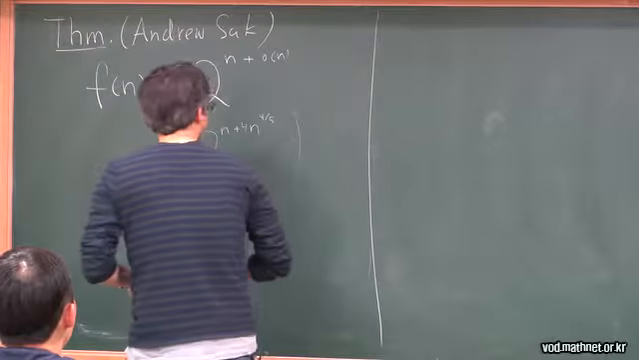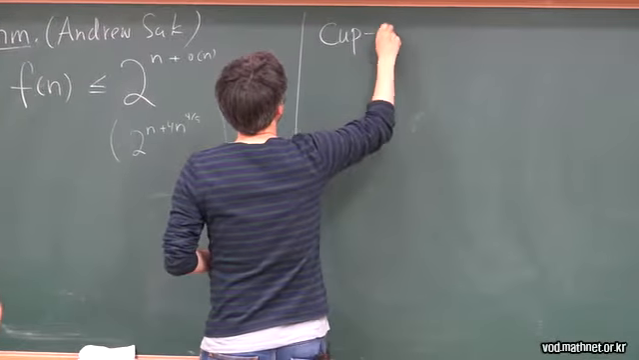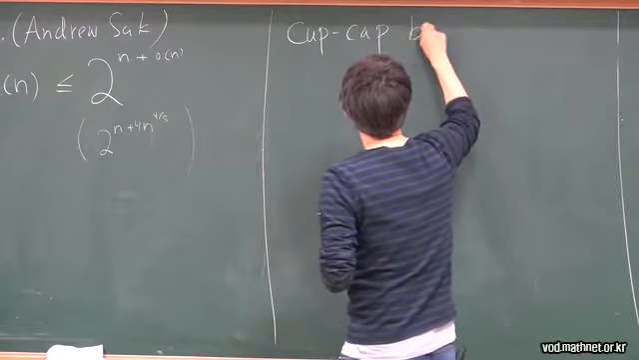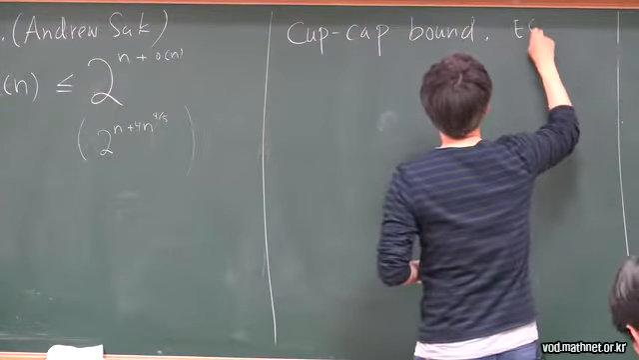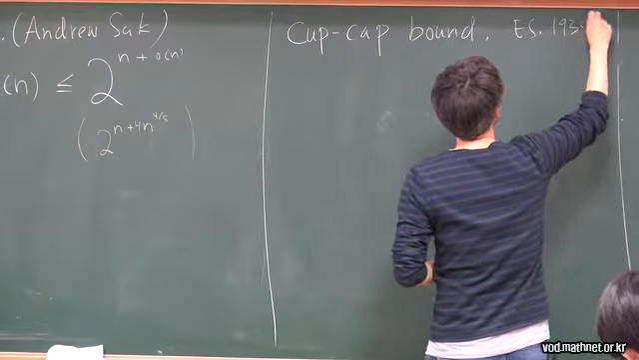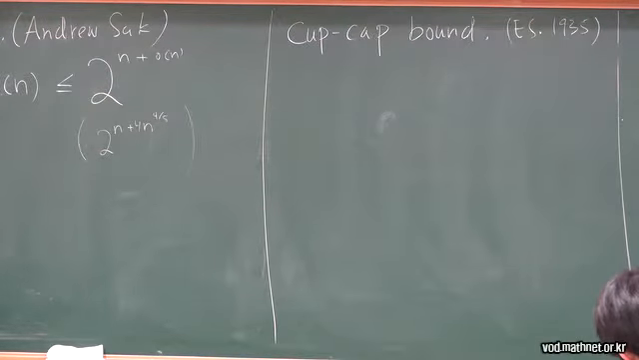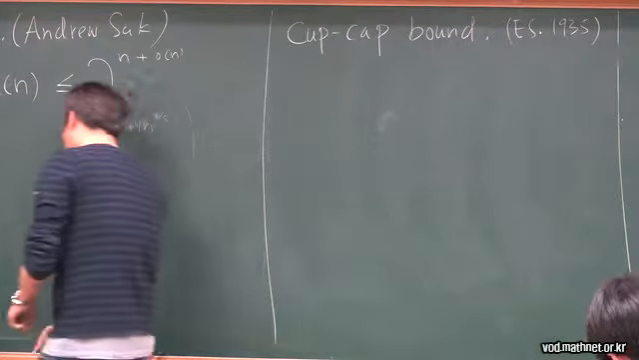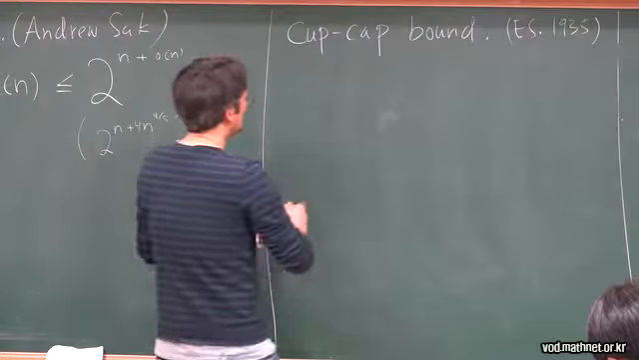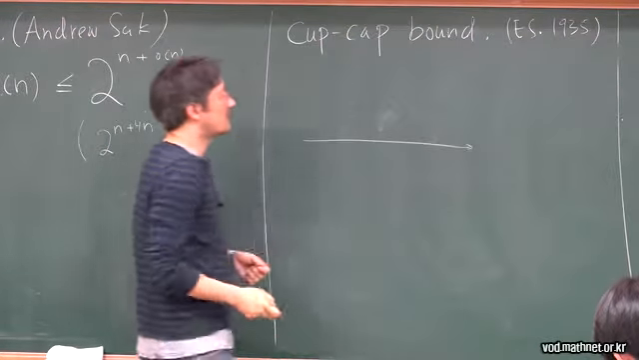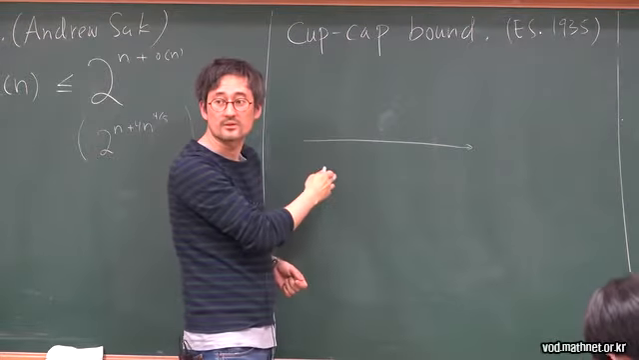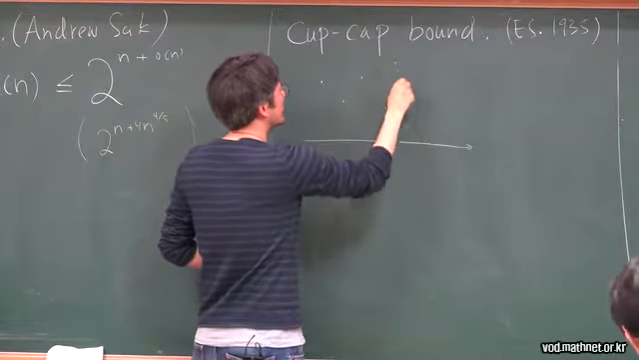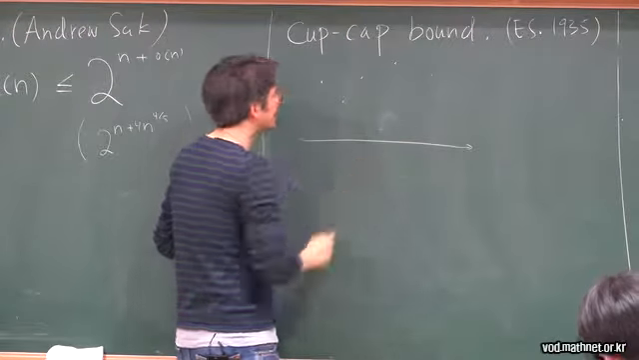Okay, so the first one is an old one. This is the cup-cap bound. And this is also from the original Erdős-Szekeres 1935. And that's going to give this bound here. This is still very important. So the idea is to choose some horizontal direction and suppose that none of your points have the same x-coordinate. Okay? So you can order your points according to how they appear in this horizontal direction.